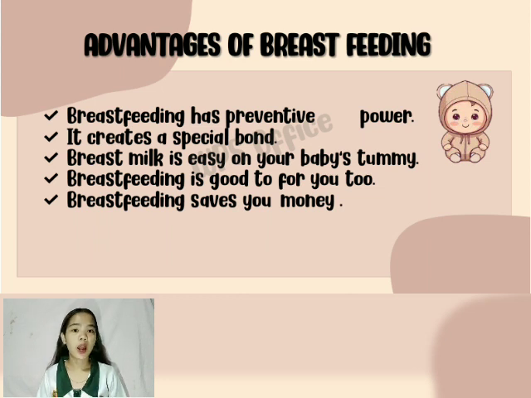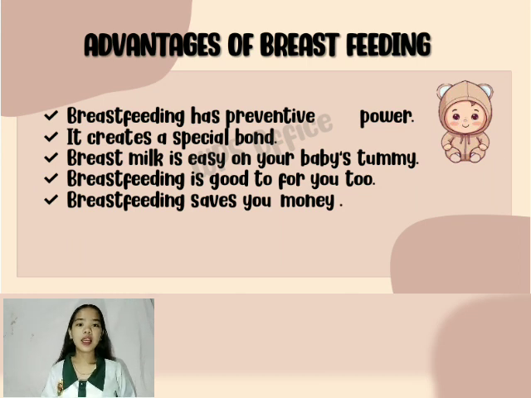First one, breastfeeding has preventive power. Shared breastfeeding is considered beneficial for the emotional bond between them due to its preventive powers. It provides infants with essential nutrients, antibodies, and enzymes that support their immune system, reducing the risk of infections and diseases. Additionally, breastfeeding is linked to lower rates of certain illnesses.